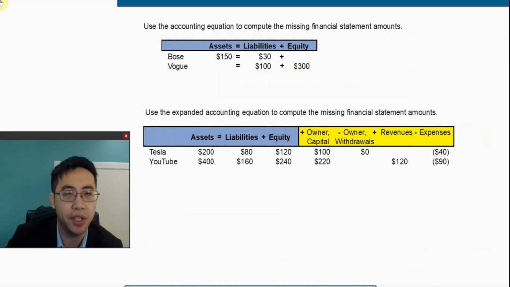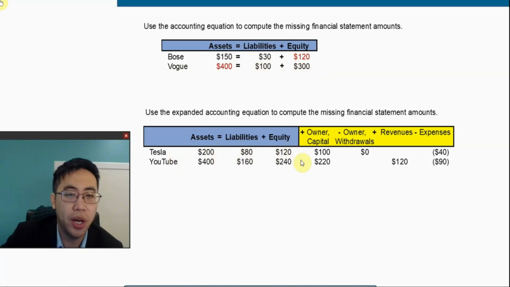And here we have some math practice. Let's say for a company called Bose, the assets are $150 and the liability is 30. So what will be the equity here? Under the equation, the equity is 150 minus 30, and that would give you 120. In another case, for a company called Vogue, the liabilities are $100, equity is $300. So what's the value of the total assets? It should be 400.